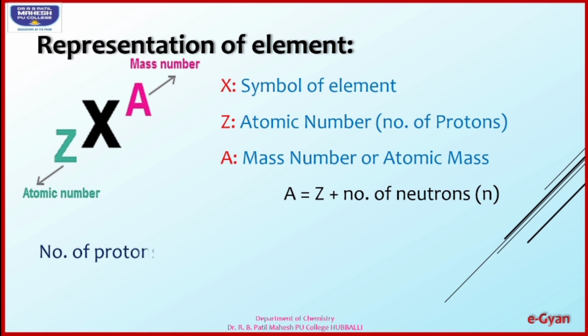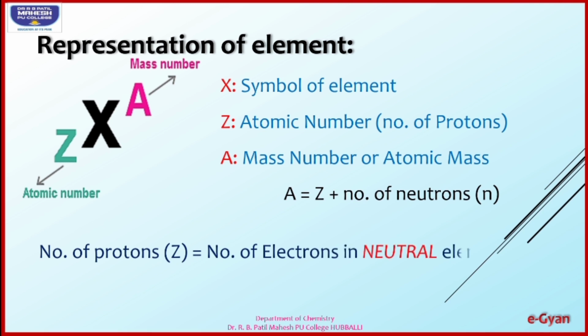The number of protons is equal to number of electrons only in neutral elements. In cations, number of protons are more, electrons are less. In anions, number of protons are less and electrons are more. Hence, number of protons becomes equal to number of electrons only in neutral elements. And number of neutrons we can get by subtracting number of protons from atomic mass or mass number.